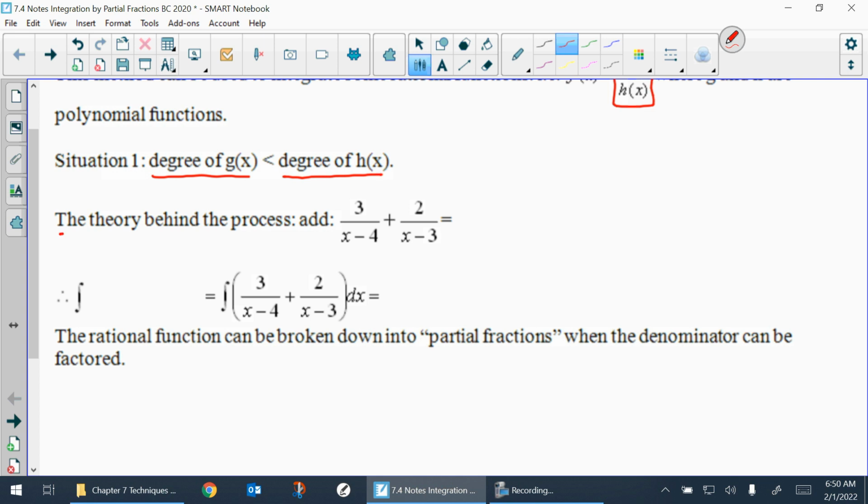Now, the theory behind this process of partial fractions is this. If we were to add these two fractions together, we have got 3 times x minus 3. I got to get a common denominator. We'll add 2x minus 4. And we'll divide that by this common fraction where we've got an x minus 4 on the bottom and an x minus 3. So we've got a common denominator.